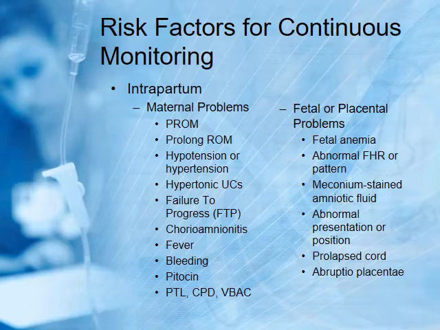So any of these, and then the placenta, the fetus, of course, meconium stained amniotic fluid, that means the baby had a bowel movement, drop of oxygen. We do need to monitor those. If they're breech or footling presentation, prolapsed cord, abruption. So there are a lot of reasons that they really need to be on the monitor.